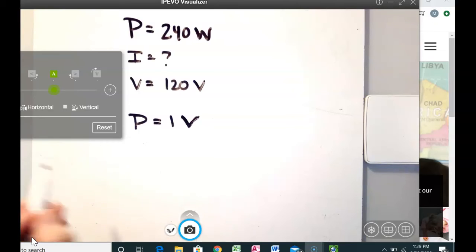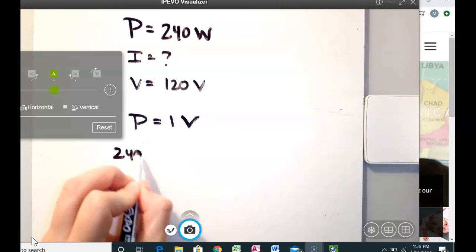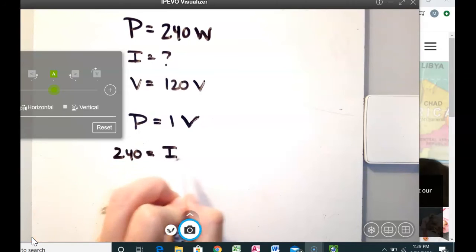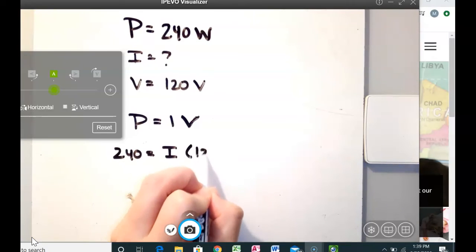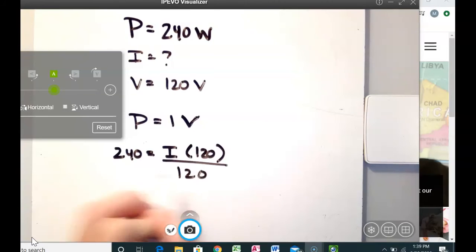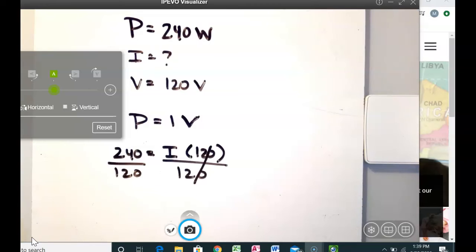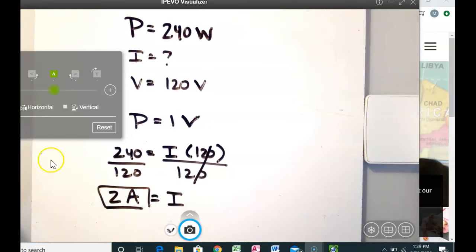All right, so with this equation, same equation we've been using, P equals I times V. 240 is our P value, I is what we're looking for, and then 120 is our voltage. So I'm going to divide both sides by 120, and 240 divided by 120, we can see right there without having to plug it in, hopefully, that that is 2 amps. So the answer to this question would be 2 amps being supplied.